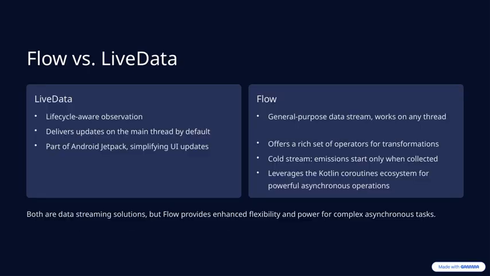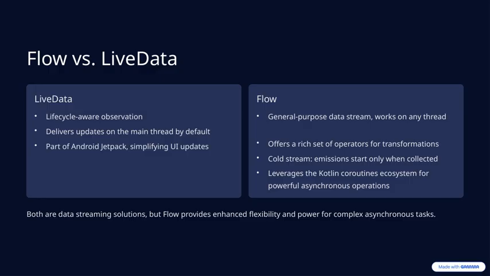Let's take a closer look at Flow versus LiveData. First, with LiveData, one of its main strengths is that it's lifecycle aware, meaning it observes data changes only when the UI component is active, helping us avoid memory leaks. It also delivers updates on the main thread by default, which simplifies UI updates. Since it's part of Android Jetpack, it integrates smoothly with the rest of the Android architecture components.